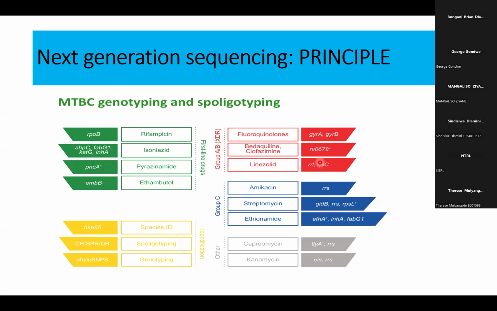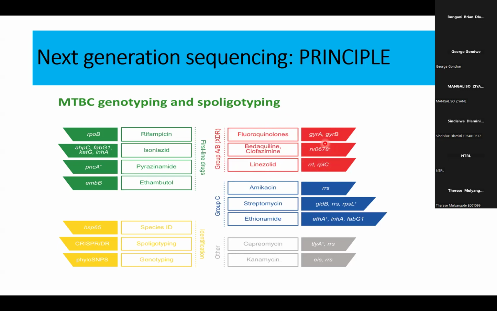So let's go to the red section this side. These are the group A, B, XDR. This is a combination of both group A and group B. Basically, these are the second line drugs of interest. We've got fluoroquinolones, bedaquiline and clofazimine, and linezolid.